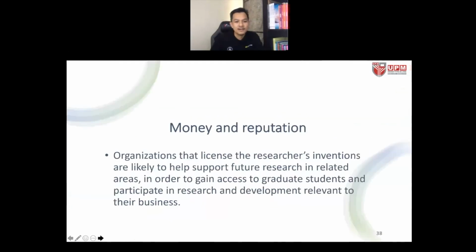Basically, in order to gain access to graduate students, because you need money to have students be involved in your research and participate in R&D development relevant to their business.